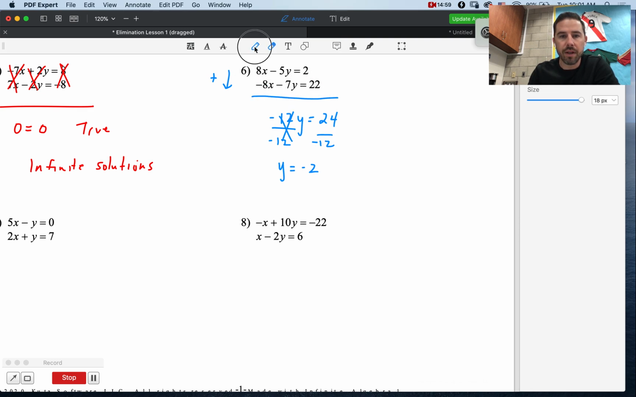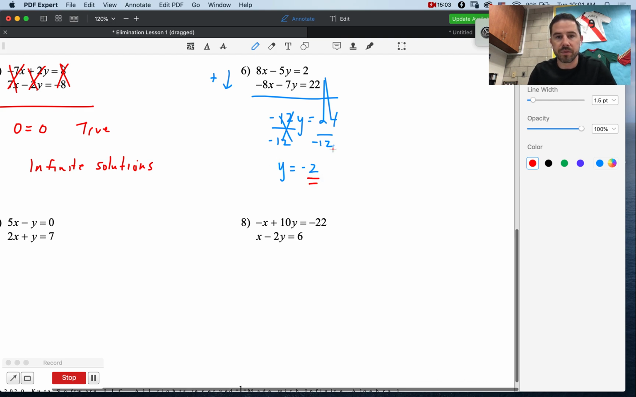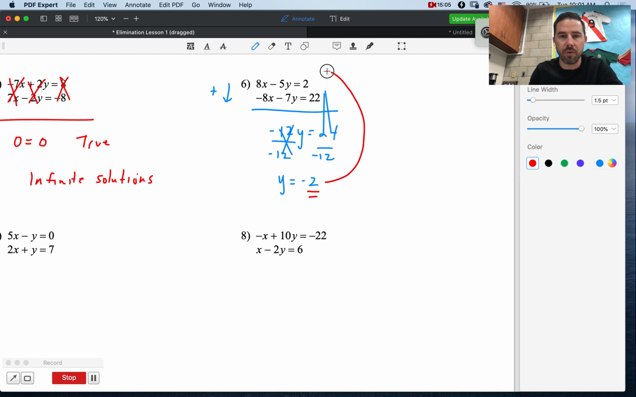Now we're going to take our -2, and since it's our y, we're going to substitute it in. We're going to plug it into whatever one you want. I'm going to go up here for our y. So y is -2. What's -5 times our -2? I think that's +10, which means we have 8x plus 10 equals 2.